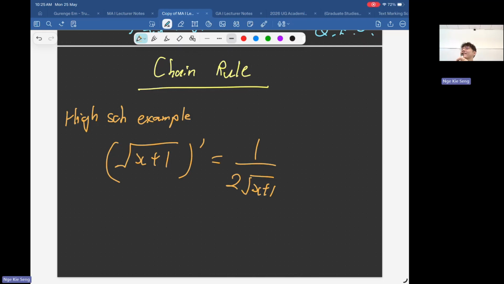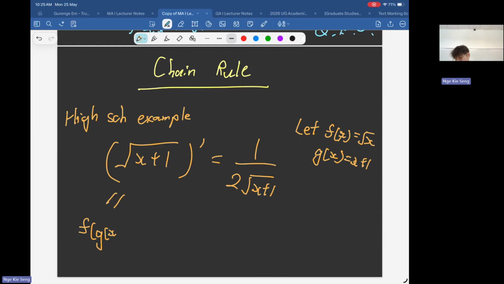Next time we give like 3 times chain rule, see if you can remember. So what do you need to do actually here? There are 2 functions involved, right? So you should let f(x) equal square root x, and then let g(x) be x plus 1. Then this is just (f of g of x) prime.